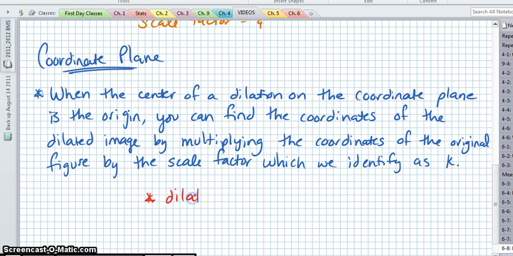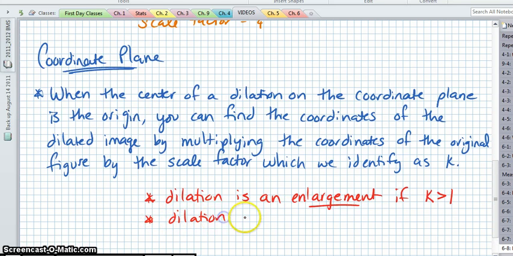The dilation is an enlargement. These are the general terms I was talking about before. If k is greater than 1, and the dilation is a reduction if k is less than 1.